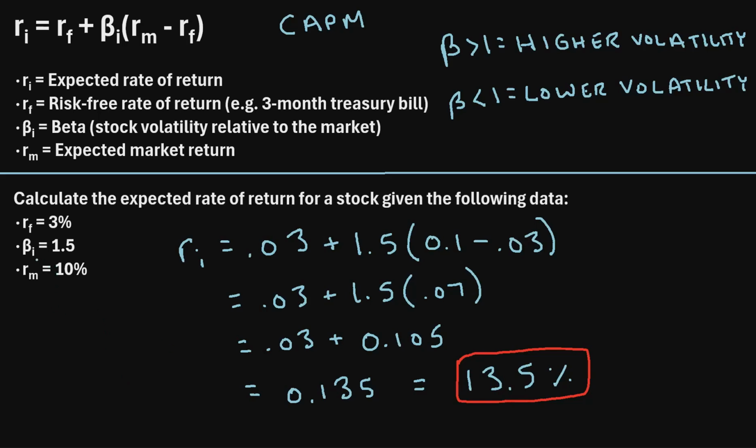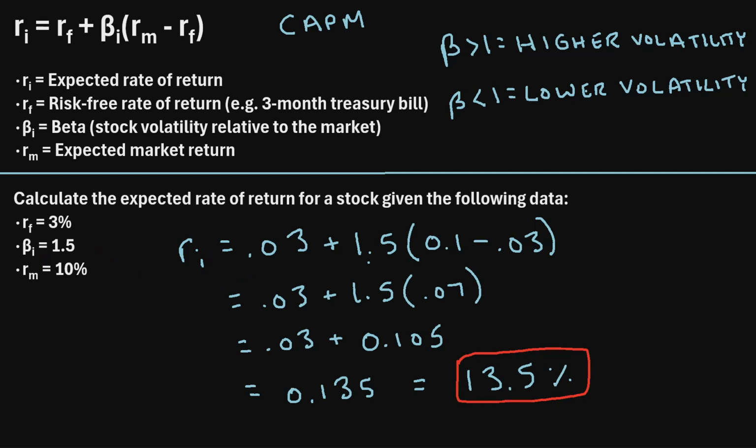Now, one thing that we can note is that higher values of beta would lead to higher expected rates of return. So for this example, this stock has a beta of 1.5, but we can imagine if this value was even higher, like if it was a 2.5 right here, this whole quantity would be bigger. So this whole quantity would be bigger and the entire expected rate of return would be bigger.